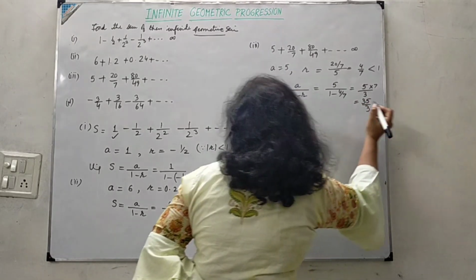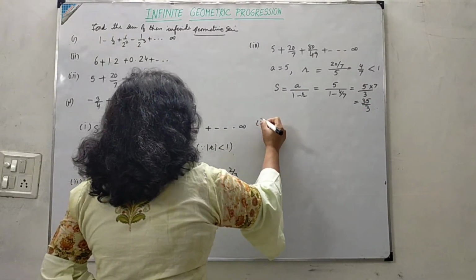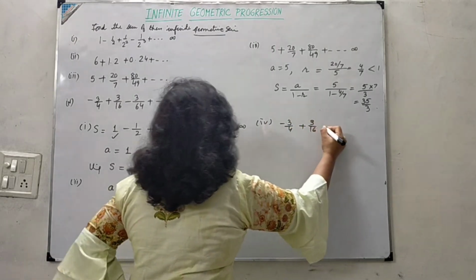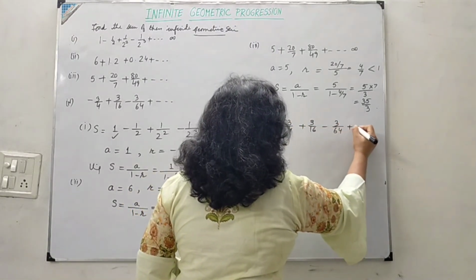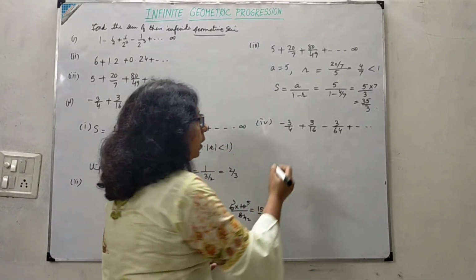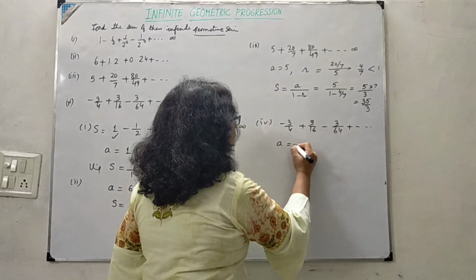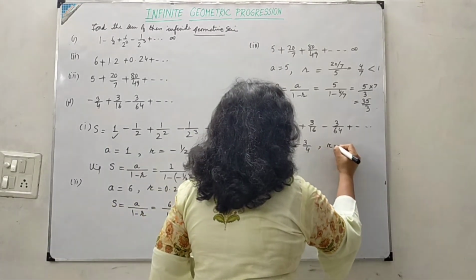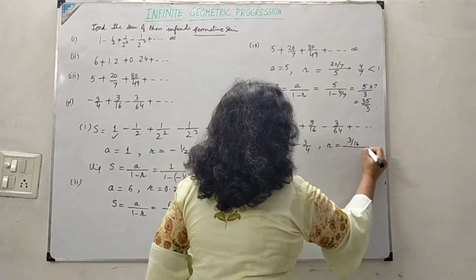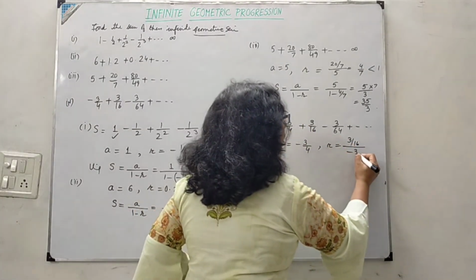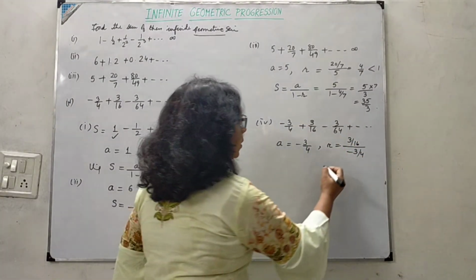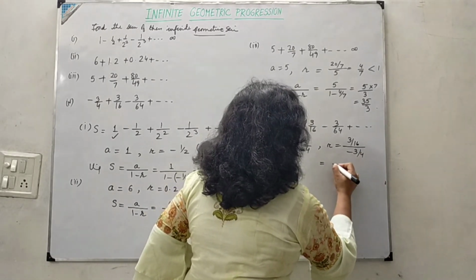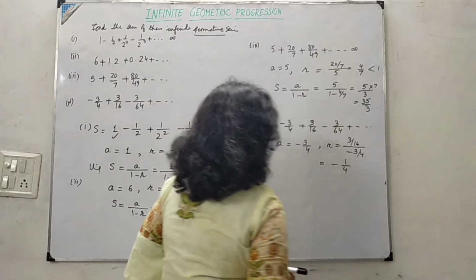Now the fourth one, we can have minus 3 by 4 plus 3 by 16 minus 3 by 64 and so on. Again check for the common ratio and first term. The first term here is minus 3 by 4, and the common ratio you can see just by dividing a2 by a1 or any two consecutive terms. So this 3 cancels out and this is minus 1 by 4.